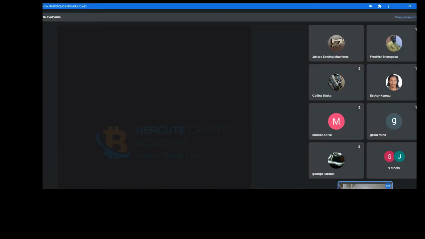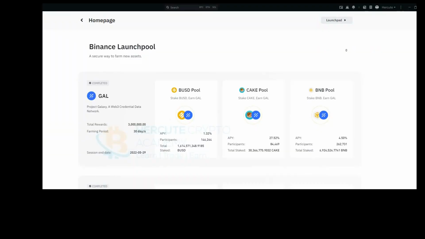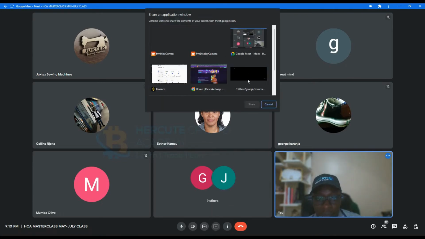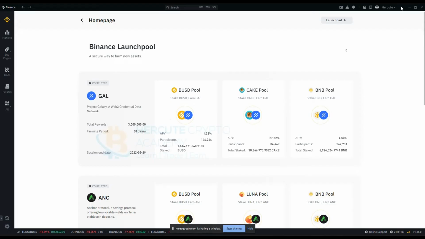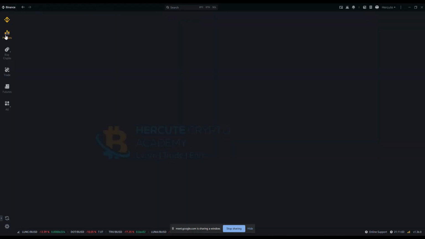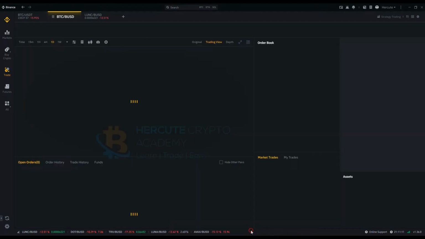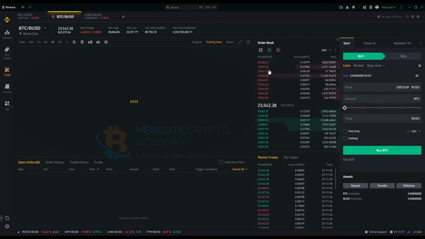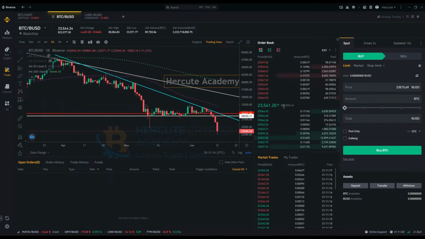Now, if we go back to our Binance, because I believe I still have that chart. Let me share this screen. The Binance here. If you go back here to Binance and then you go to trade and BTC BUSD, I had done an analysis on BTC BUSD. We're currently trading at 23. This is very awesome. If someone asks me, I would wish the market continues to even go down further.